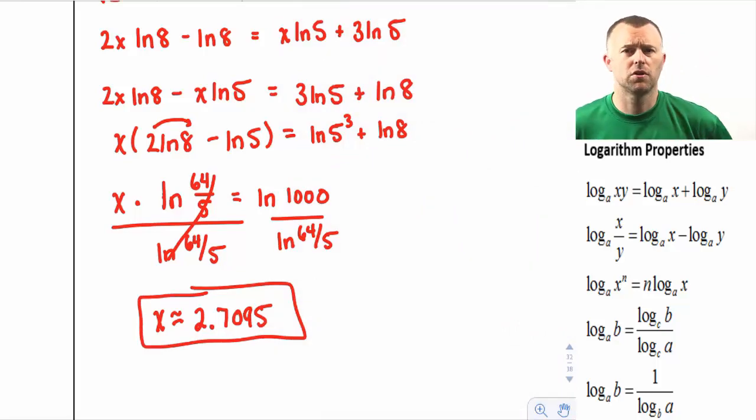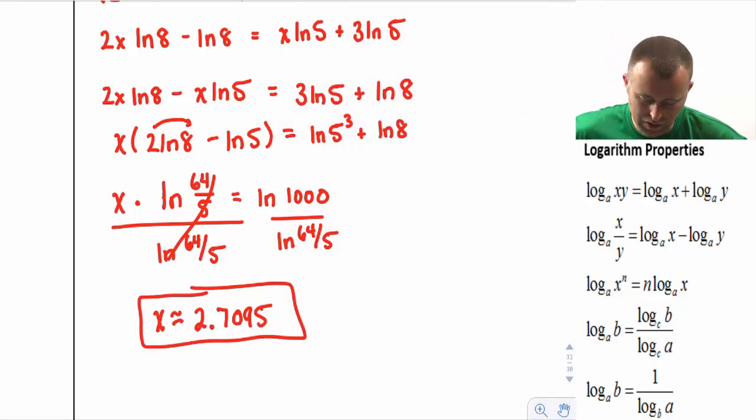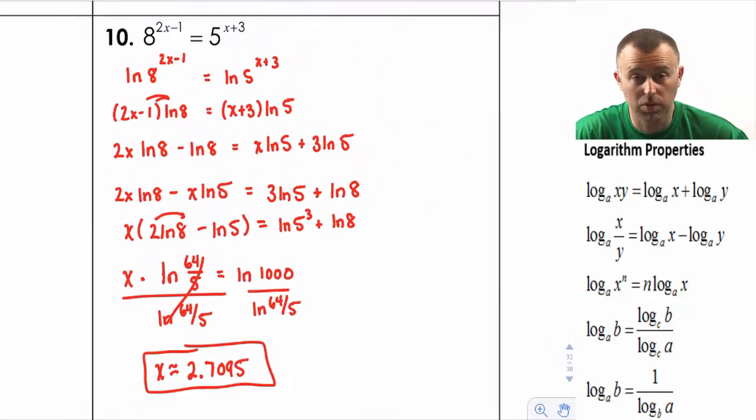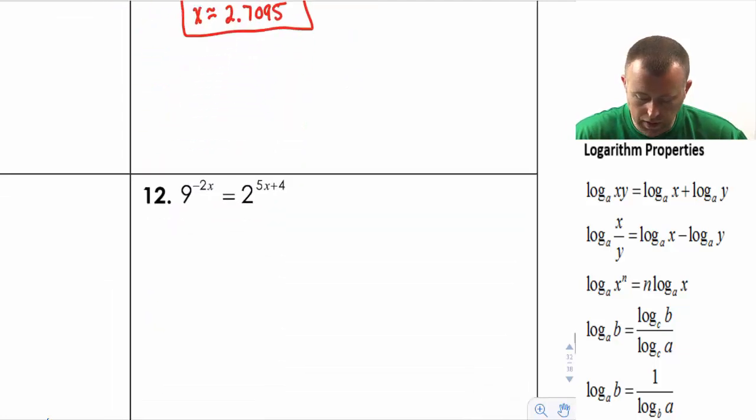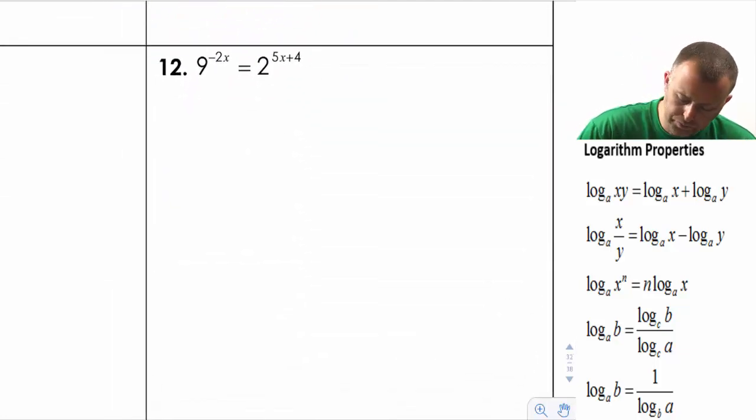Otherwise, there's really not much going on here. You see there's a few more steps on these. We get to apply all our properties, which is really good. But that's solving with two exponents. We're going to wrap up with one more. So we're going to look at number 12 here.